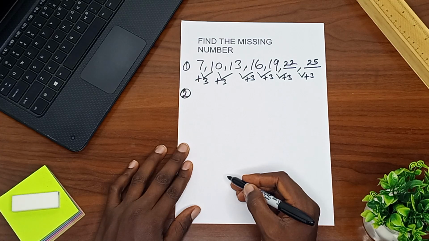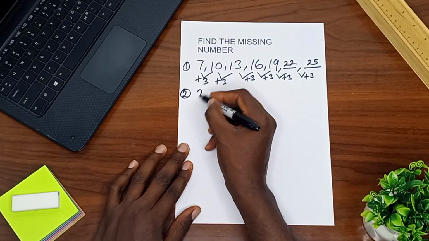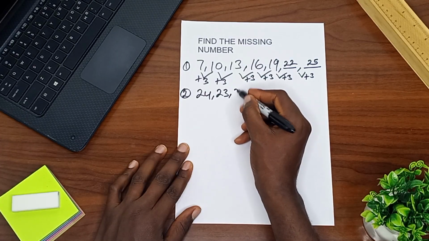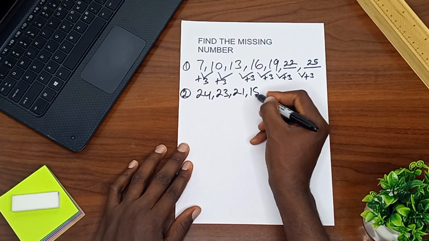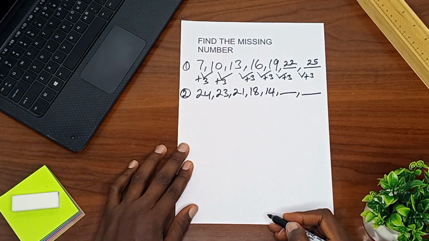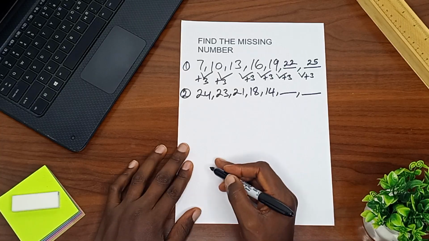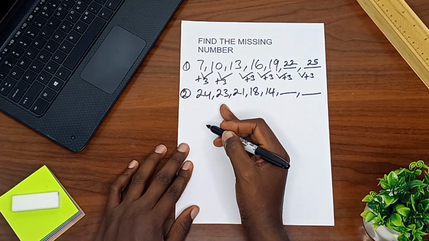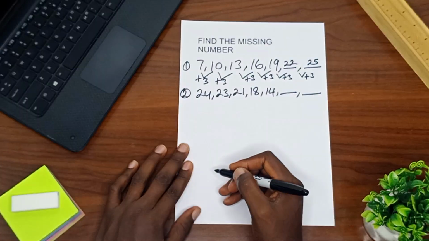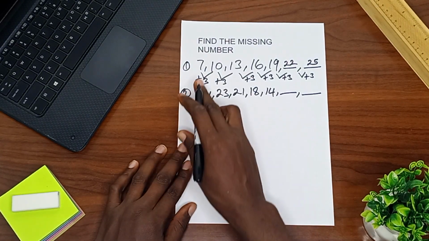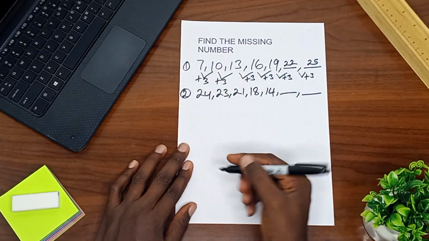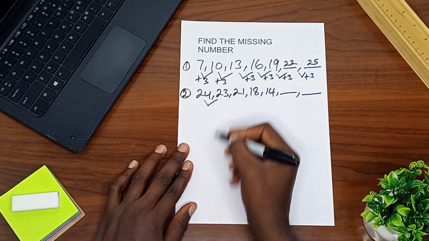Then we can move on to 24, 23, 21, 18, 14. Find the next two numbers in the sequence. Take 24 minus 23. If you find that the number here is bigger than this, that means there is subtraction or division. When the first number is smaller than the next number, that means there is a multiplication or addition. So that is how we find out this.